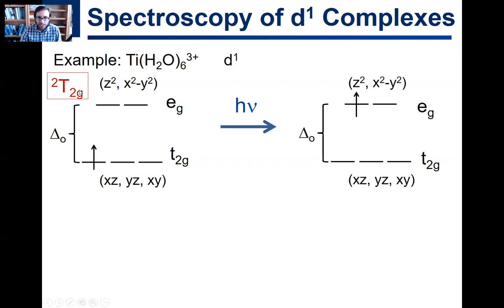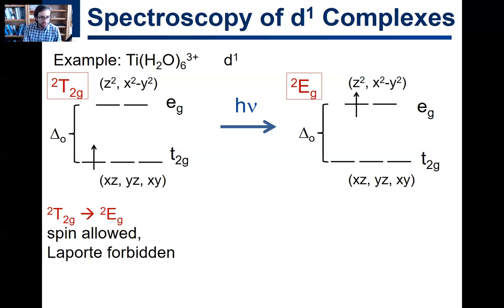Now we go ahead and shine light. Well, we're going to have an excited state. That's going to pop up an electron into the EG. And again, this is a doublet, and this time the term symbol symmetry is going to be doublet EG. And so we have one transition here that we've identified, doublet T2G ground state going to the doublet EG excited state. That is spin allowed because we're going from a doublet to a doublet, and it is Laporte forbidden.